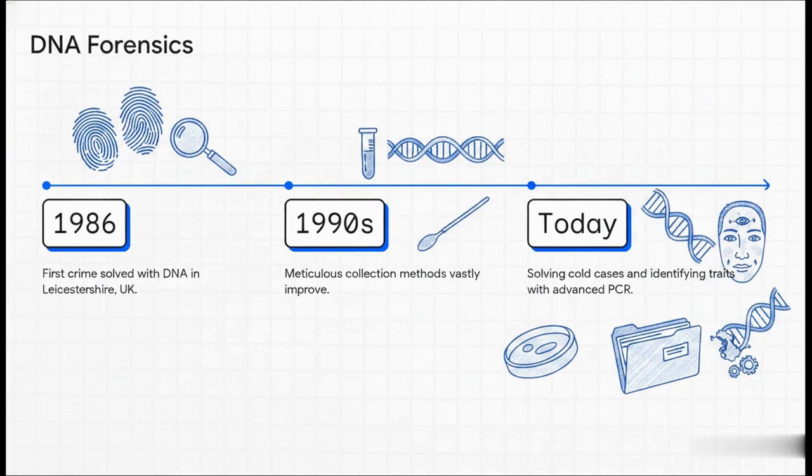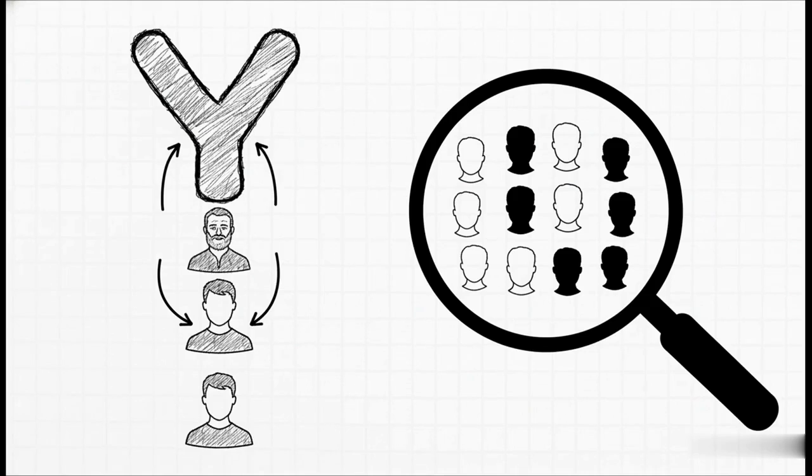The very first time DNA analysis solved a crime was back in 1986 for a double murder in Leicestershire, England. Since then, the forensic collection and amplification methods have improved so drastically that today, investigators are actually reopening and solving cold cases all the way from the 1950s. Modern advanced techniques can even help identify a suspect's facial features or hair color just from a genetic sample. It's really incredible.